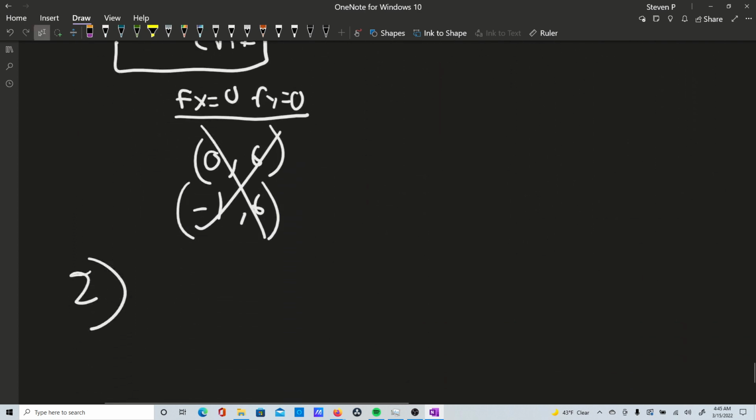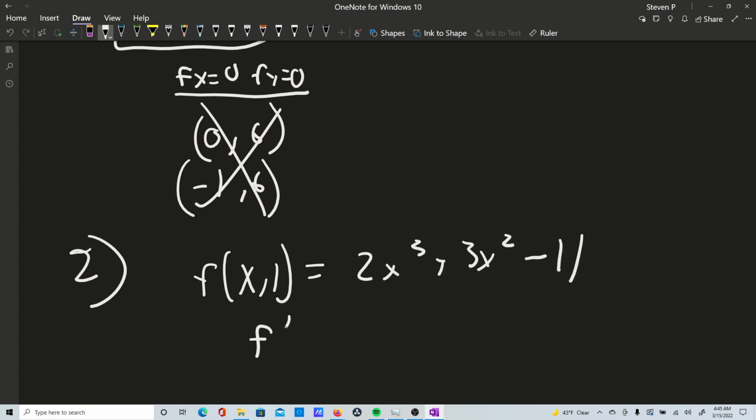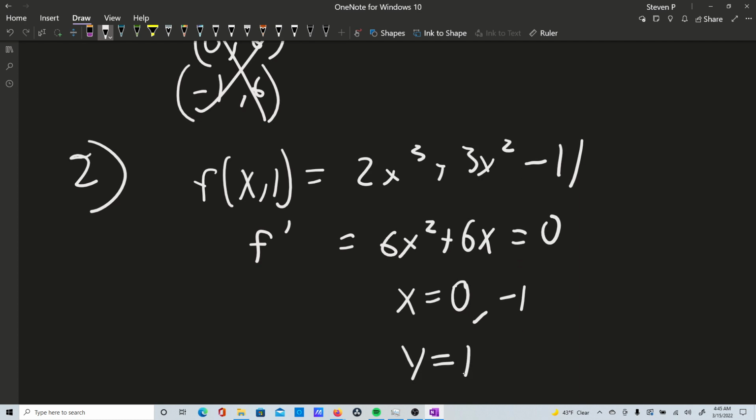The first one is not too bad. f of x comma 1 is just equal to 2x cubed plus 3x squared minus 11. Now you take the derivative of this, and it turns into 6x squared plus 6x is equal to 0, to find the crit point. So now x is equal to 0 or minus 1. And remember, y is still equal to just 1.